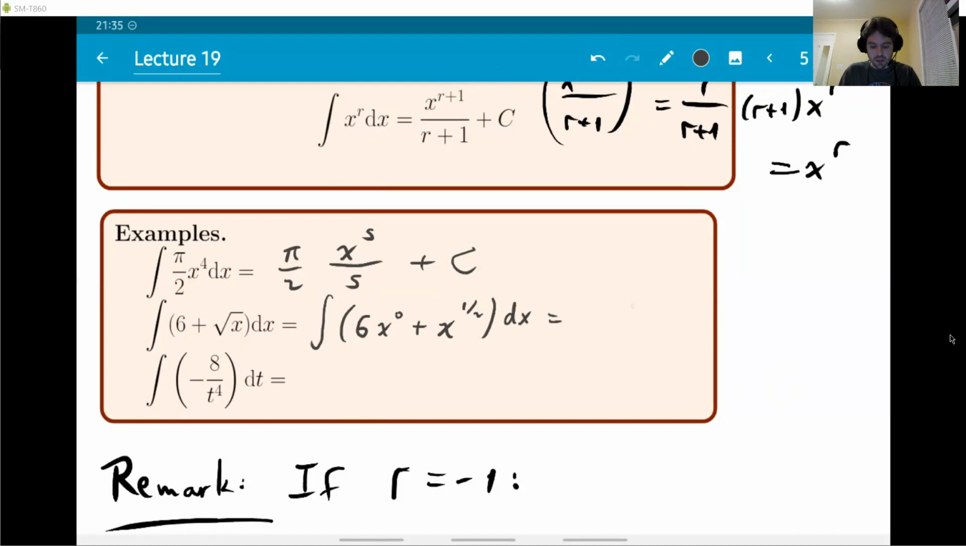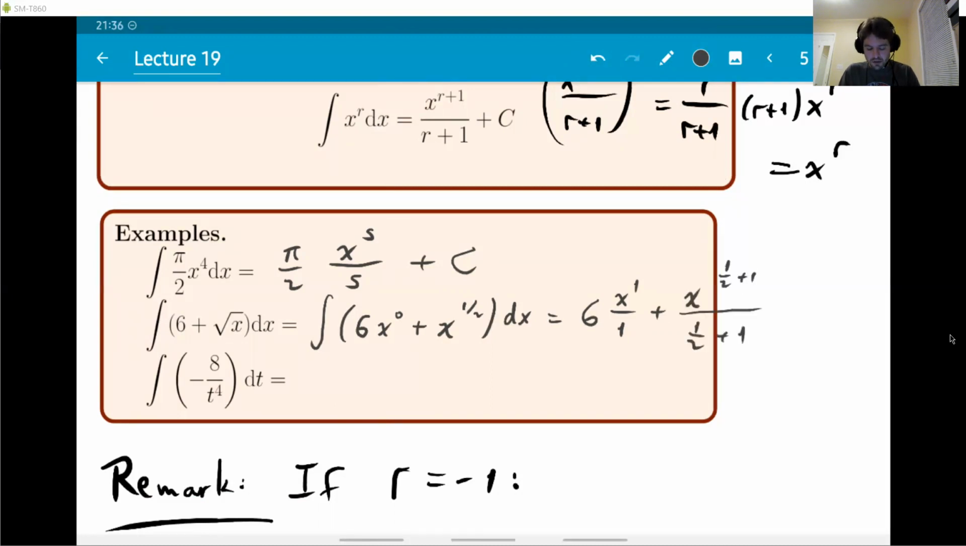So in the first one, leave the 6 outside. And how do you integrate x to the 0? Should be x to the 1 over 1. In other words, this is going to be 6x, as you probably had already guessed. 6x is the function whose derivative is 6. Now what about x to the 1/2? So you want to do x to the 1/2 plus 1 divided by 1/2 plus 1.